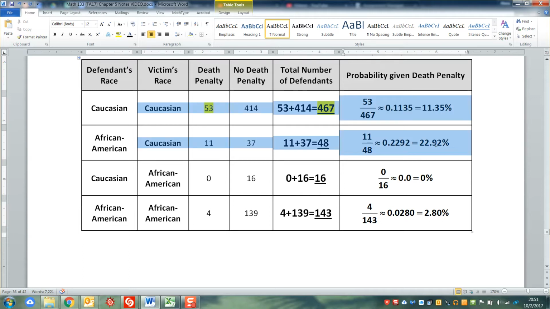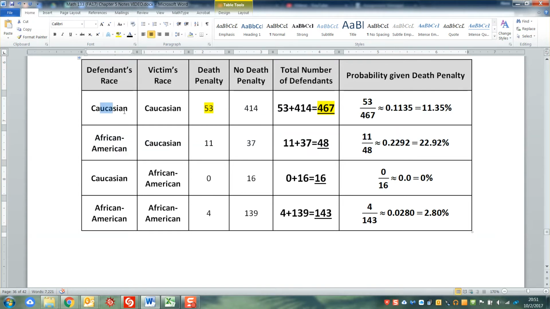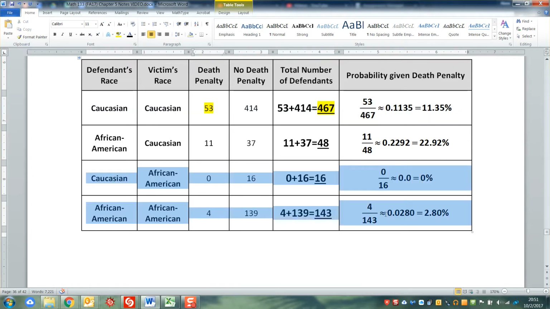If the victim was Caucasian, then African Americans are twice as likely to receive the death penalty as another Caucasian person. Interesting. If the victim was African American, Caucasian people are never assigned the death penalty. That's interesting. And also, African Americans are not assigned the death penalty very often.